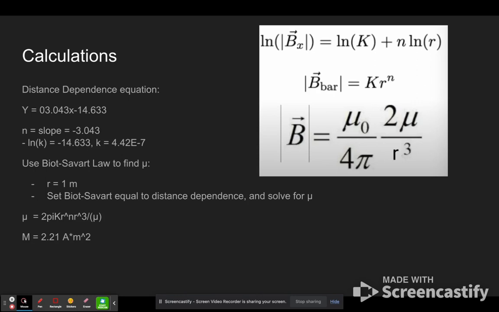Here are some of the calculations we did. We used the distance dependence equation, which is 3.043 x minus 14.633, where n equals the slope, which is negative 3.043. We used the Biot-Savart law to find mu. We knew the radius r, which is the meter stick, is 1. We set the Biot-Savart law equal to the distance dependence and solved for mu. Mu is 2 pi k r to the n, r to the third, over mu. And then we find that mu equals 2.21 amperes times meters squared.